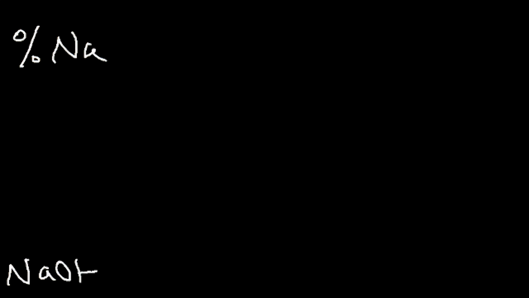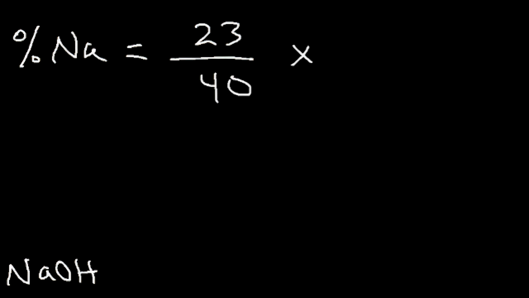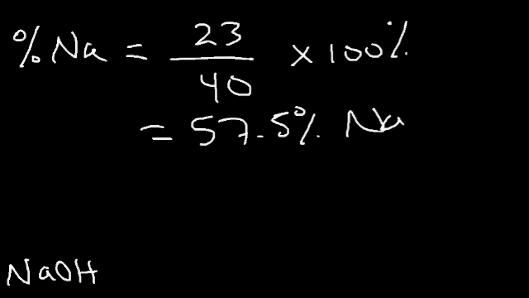So now it's your turn. Calculate the percent by mass of sodium in sodium hydroxide. So we know the atomic mass of sodium is 23. The formula mass of the NaOH formula unit, we calculated that already. It was 23 plus 16 plus 1, which is 40. So at this point, if you type it in, 23 over 40 times 100, you should get a mass percent of 57.5%. So that's the percent of sodium in this compound.